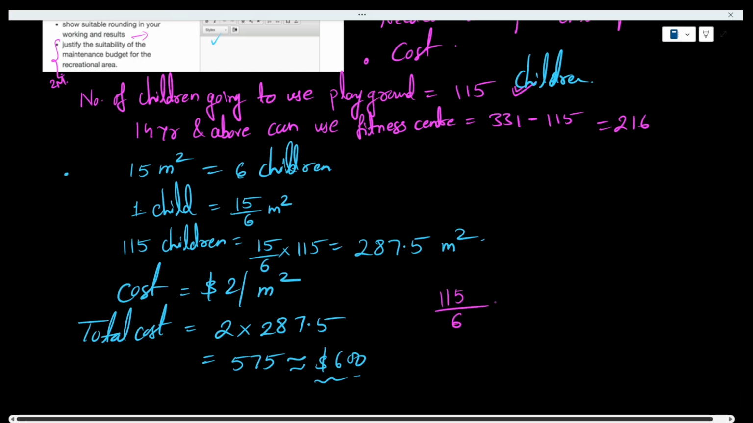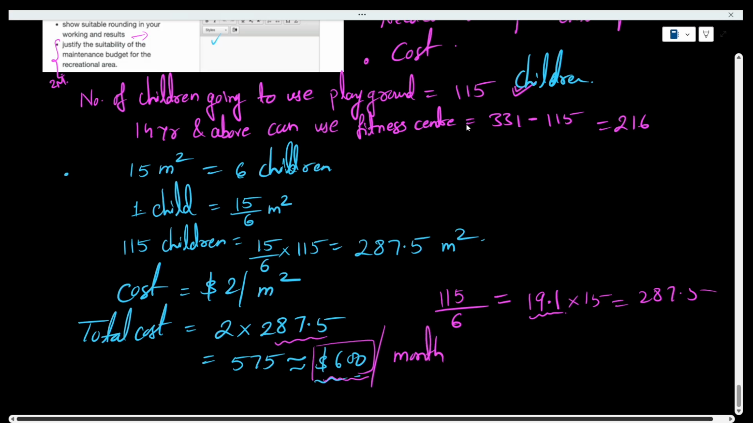115 divided by 6, you will get approximately 19.1, right? This much approximately times 15, if you do it, you are going to get the same value. You can do either this or you can do this also. So it's up to you. So approximately if you take it here, it will be $600 per month.